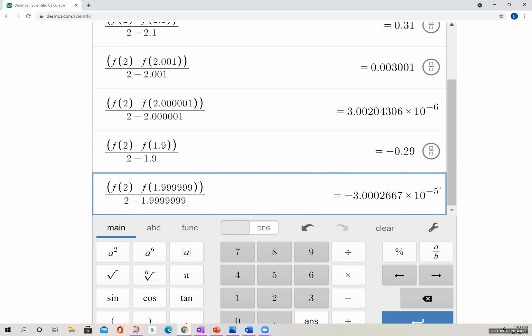But notice that this is moving my decimal. So even though it's negative, that negative number is getting closer and closer to 0. So I can tell by this number, the slope tending to 0, that that's going to have to be the slope of that tangent line.